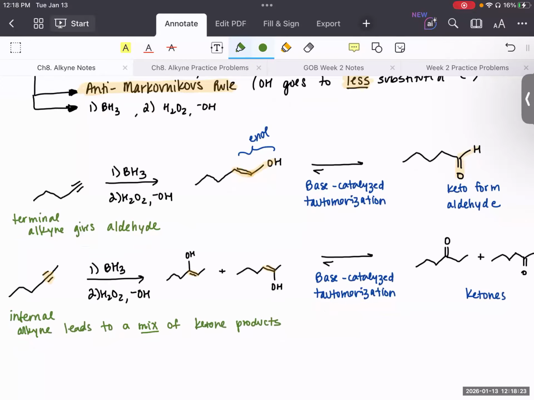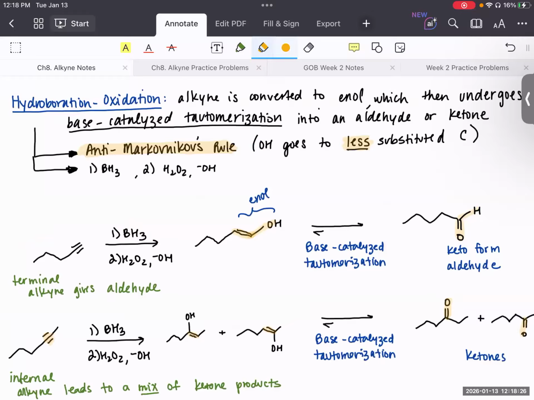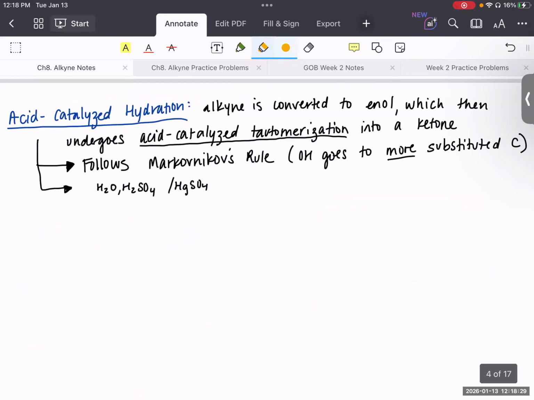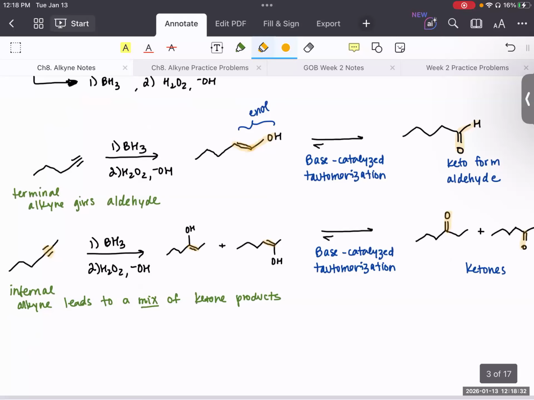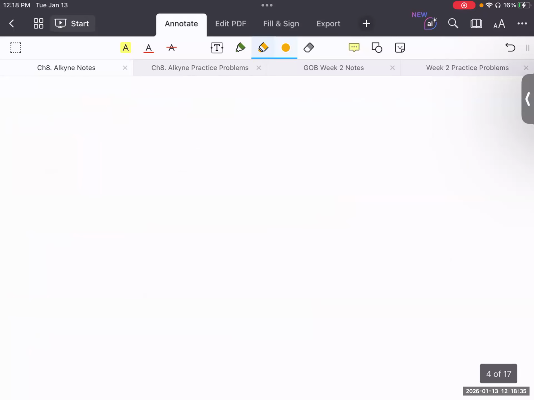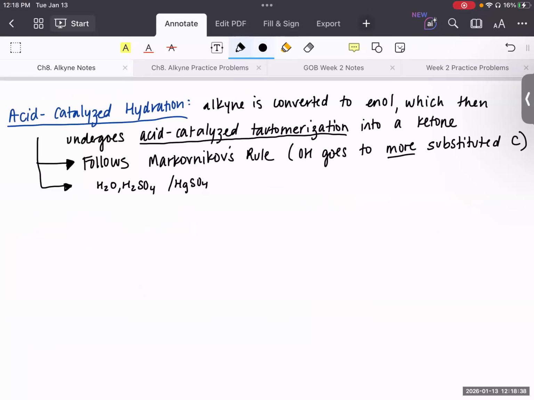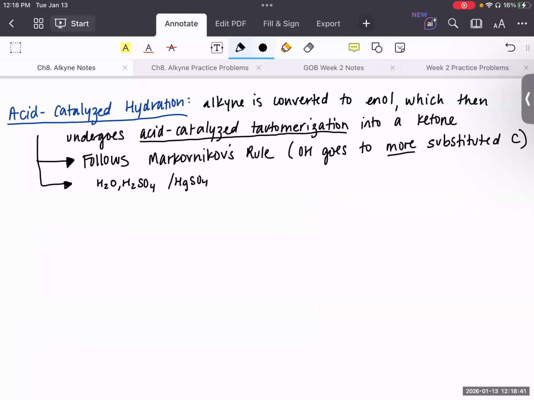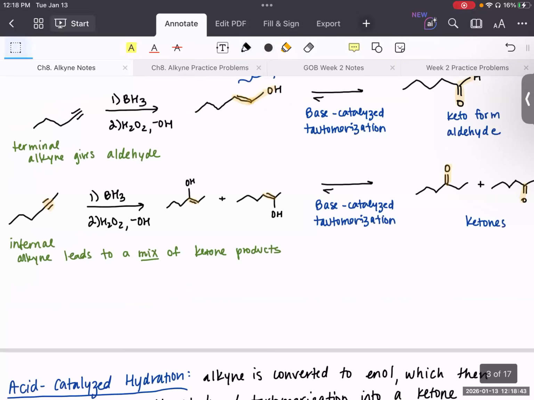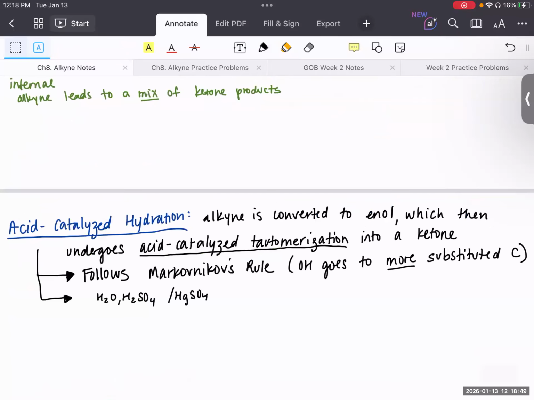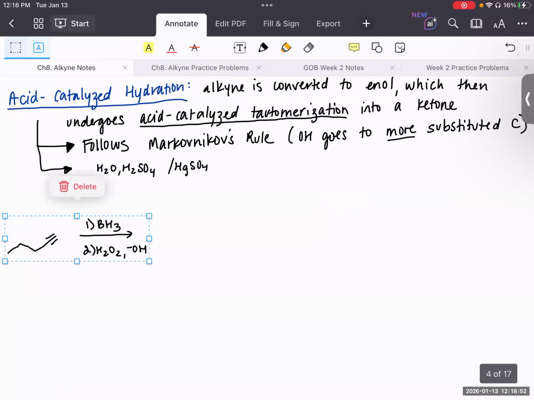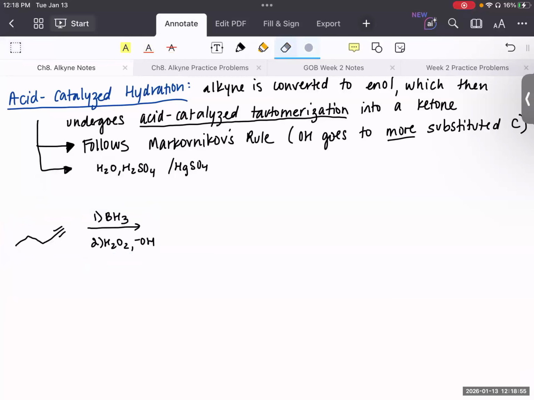All right, so with that, that wraps up the hydroboration oxidation, and then we can move on to acid-catalyzed hydration. And for this, I'll just redraw them. So for this reaction, we're going to see something really similar, except that the first reaction is going to be a little bit different. And so what I'm going to do is take this first reaction and substitute out the reagent. For this reagent, we're going to use sulfuric acid or another strong acid in the presence of this mercury-based reagent.